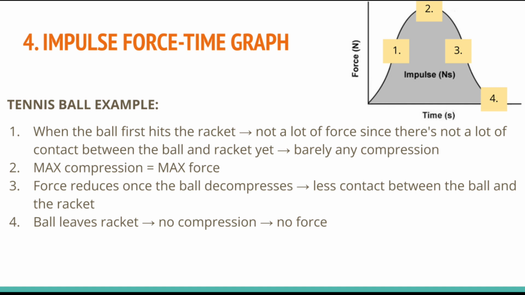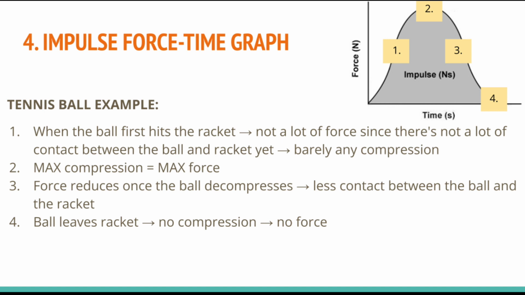I labeled each part 1, 2, 3, 4, and I will explain each part and why the graph looks like it does. So when the ball is first hit, there's not a lot of force because there's not a lot of contact between the ball and racket yet, as there's barely any compression. That's why there's a slow increase, but as time goes on, the force increases, and this is because the compression increases and so the force increases.